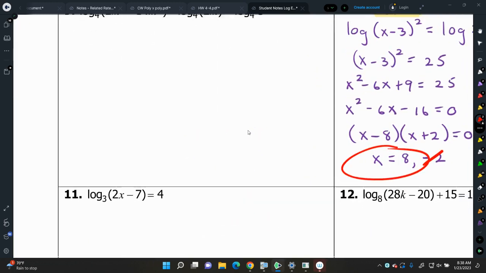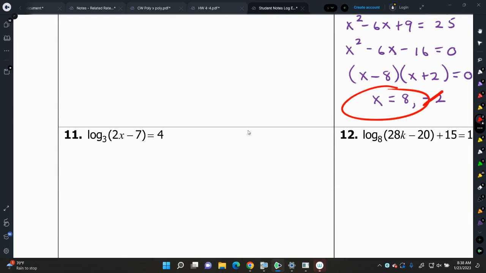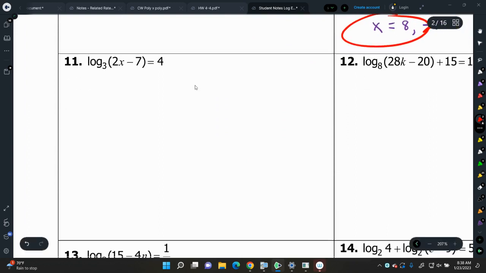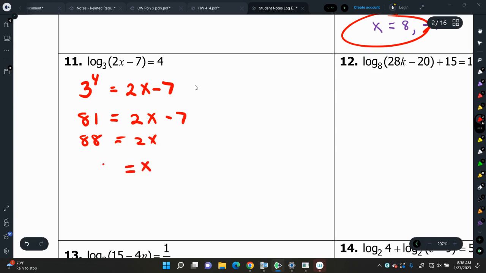Okay, number 11. How do we do this one? Switch the 2x minus 7. So it'd be 3. Good, yes. Put it in exponential form. Very good. Okay, 3 to the 4th is 81. Thank you. Okay, so we get 88 equals 2x, so x equals 44. Big number, but it's okay. It's perfectly fine. Okay.